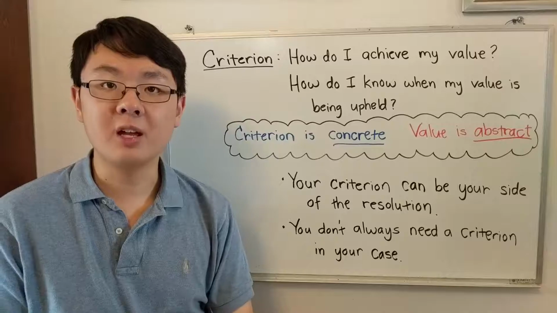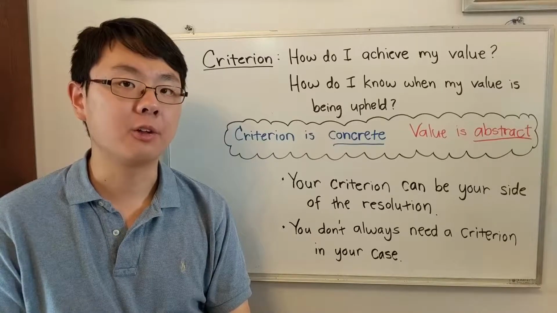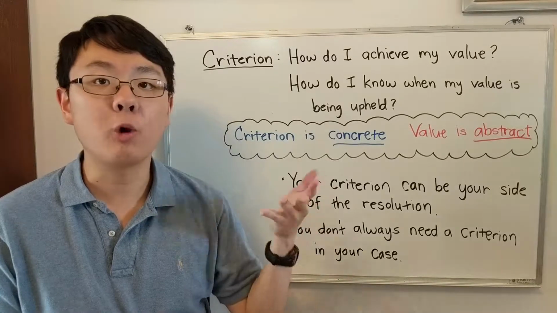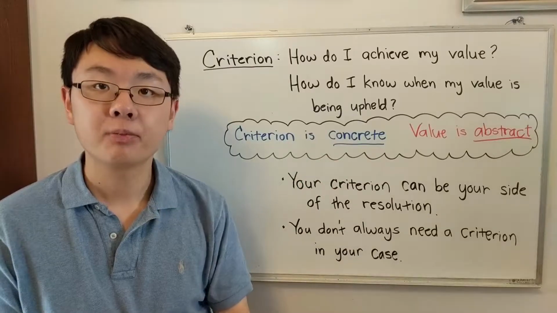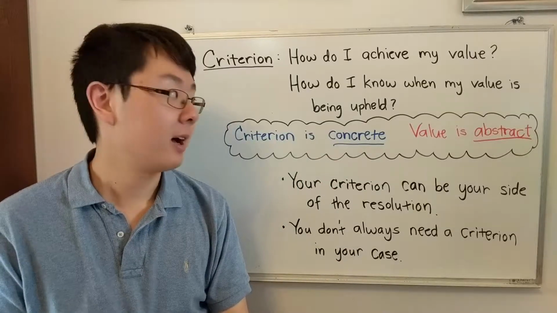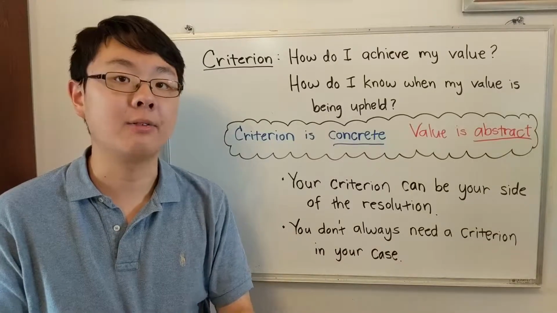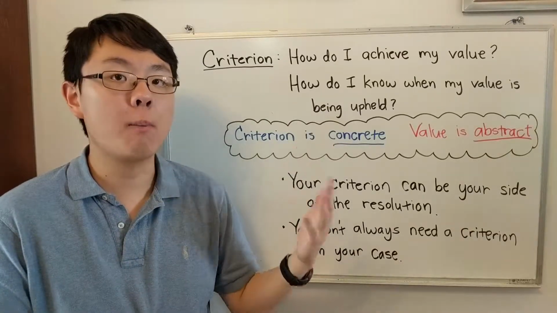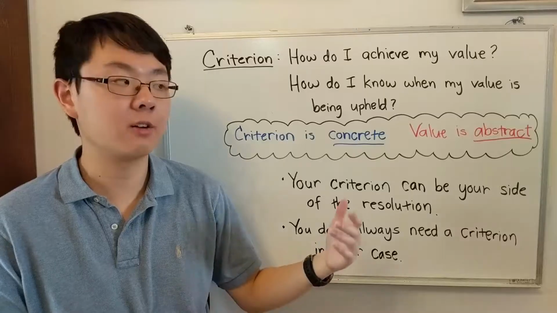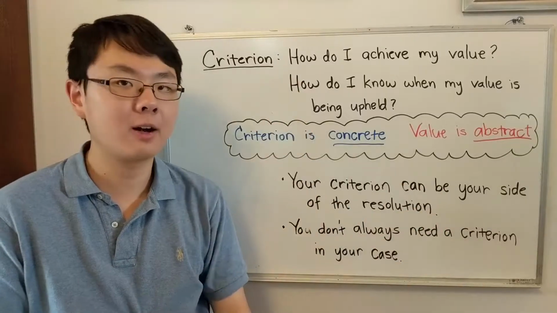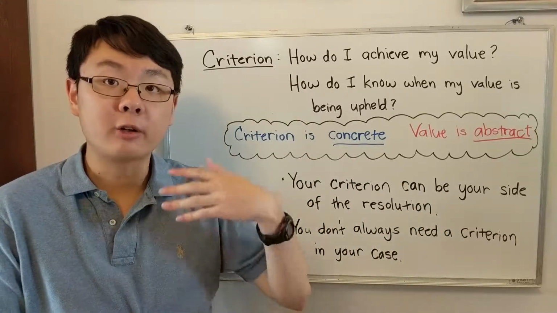But as an example, say my value is societal well-being. So in other words, my value is I want society to be well off. But that's really vague because values, again, are abstract and vague. So how do I know when society is well off? How can I tell? Or how do I go about actually making society better off instead of just vaguely saying, oh, I want to make society better off? Well, that's where the criterion comes in.